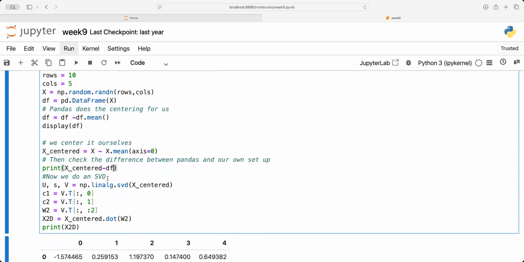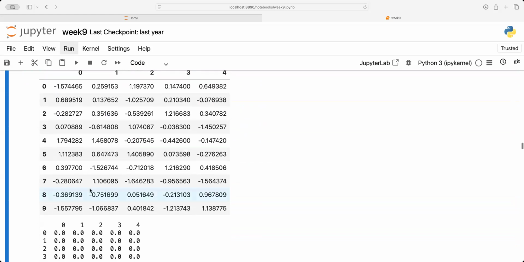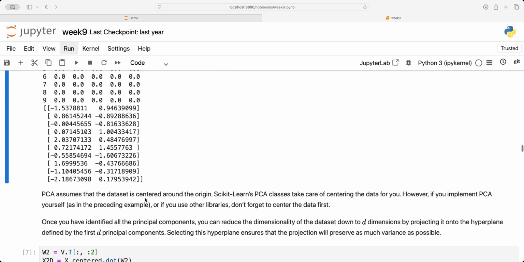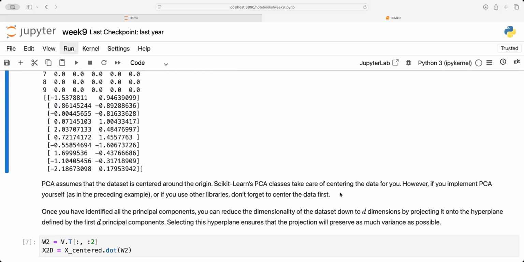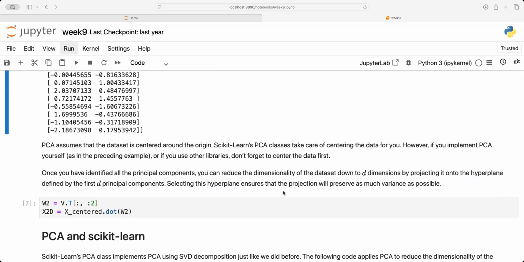And now I actually perform a singular value decomposition, and I'm printing out the different components which you have. So these are the components of the matrix. And PCA assumes that the data set is centered around the origin. scikit-learn's PCA classes take care of centering the data for you. However, if you implement PCA yourself, as in this example, or if you use other libraries, don't forget to center the data first. If you use scikit-learn, it actually does the centering by subtracting the mean for you.